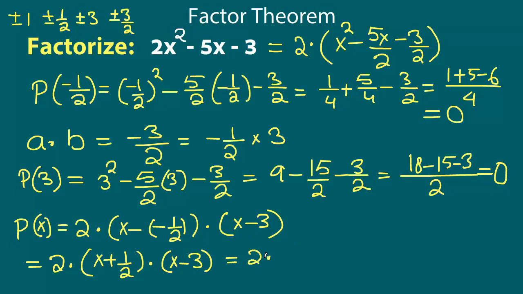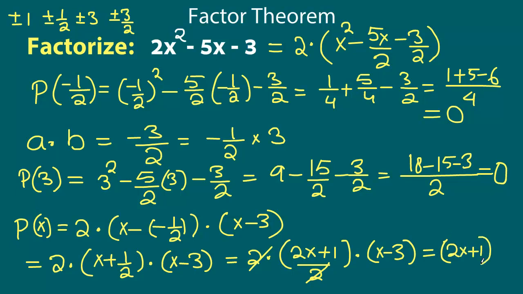So we will have this 2 which is outside, and then this will be 2x plus 1 divided by this 2 times x minus 3, or simply these 2 will cancel out. So our 2 factors are 2x plus 1 times x minus 3. Now this may seem like a whole lot of work, but this is how we can solve questions, and we can try to factor polynomials using factor theorem.